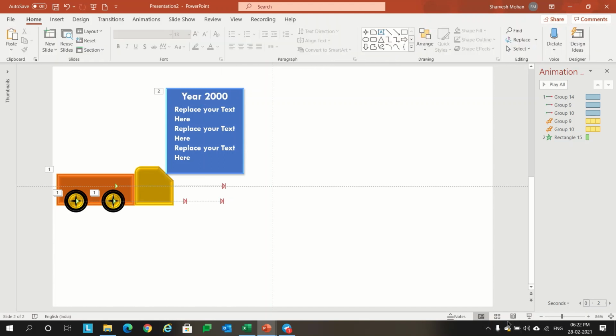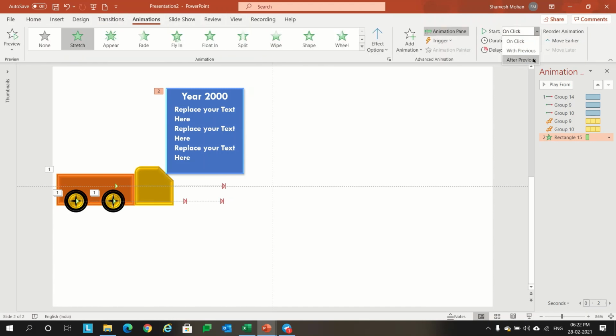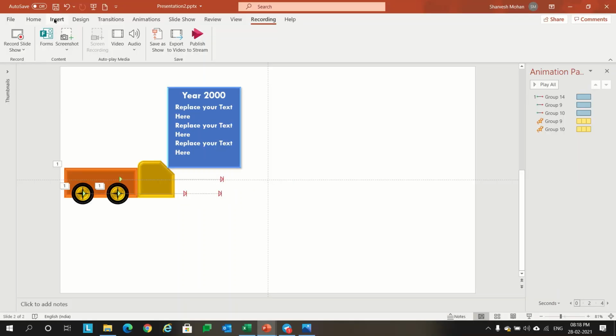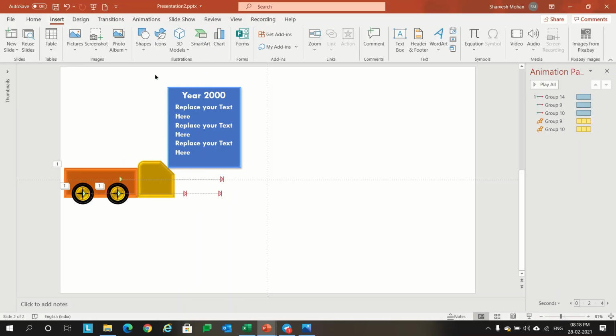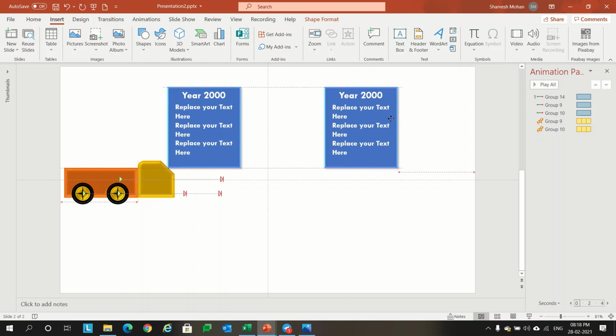Now let's see. This one has to happen after previous transitions. Let's see. Okay, now we have created one set of infographics. Let's create one more. Just copy this and Control D, duplicate and paste it here. Now we'll create the second set.